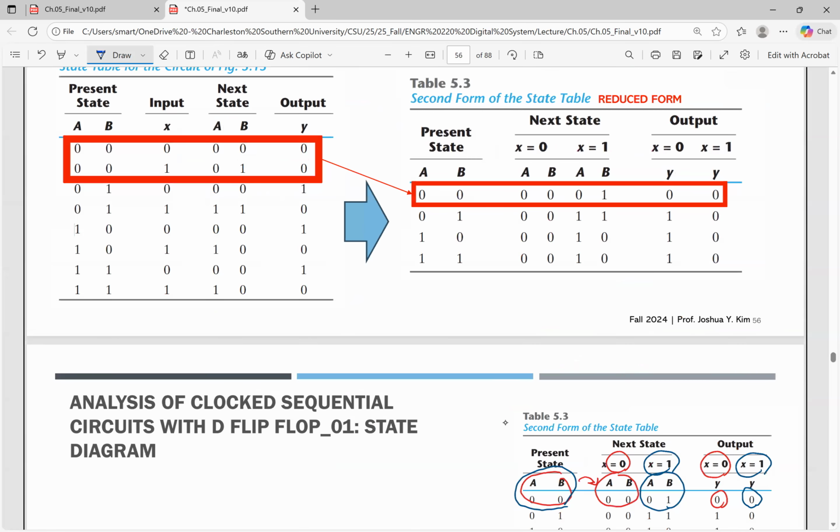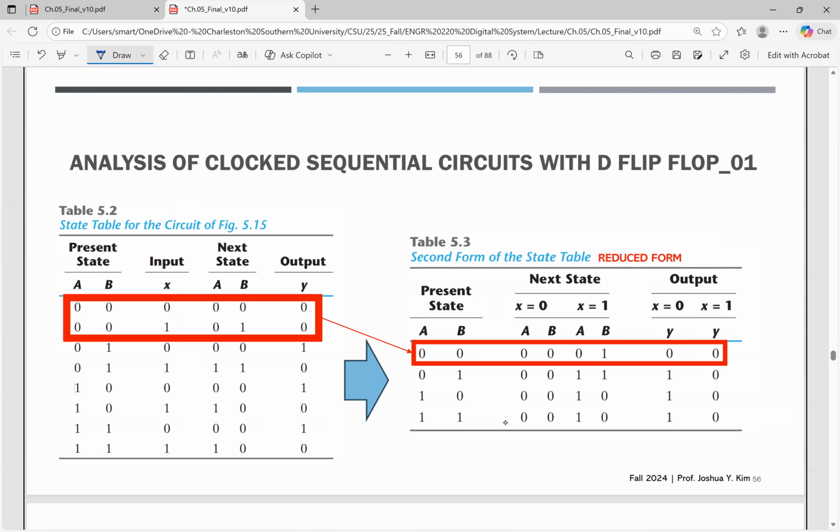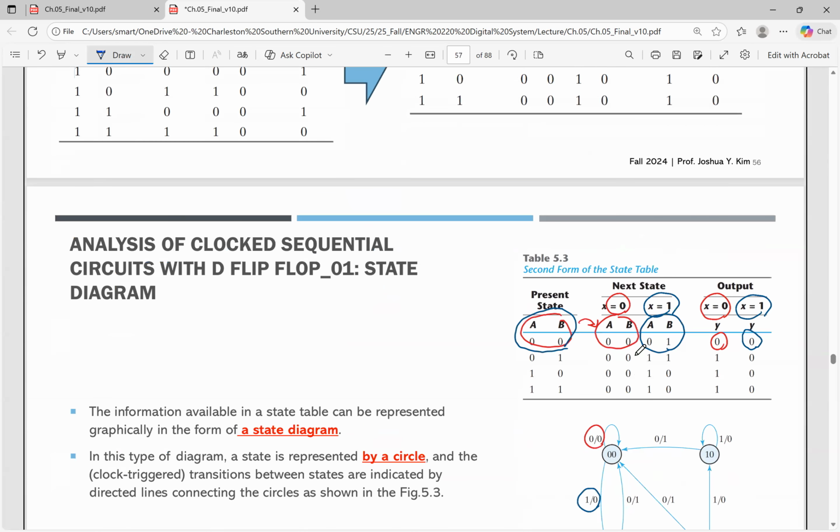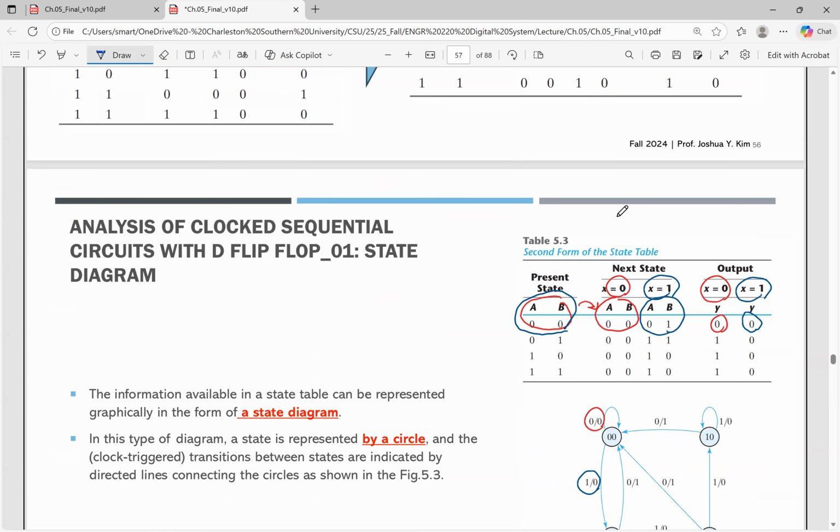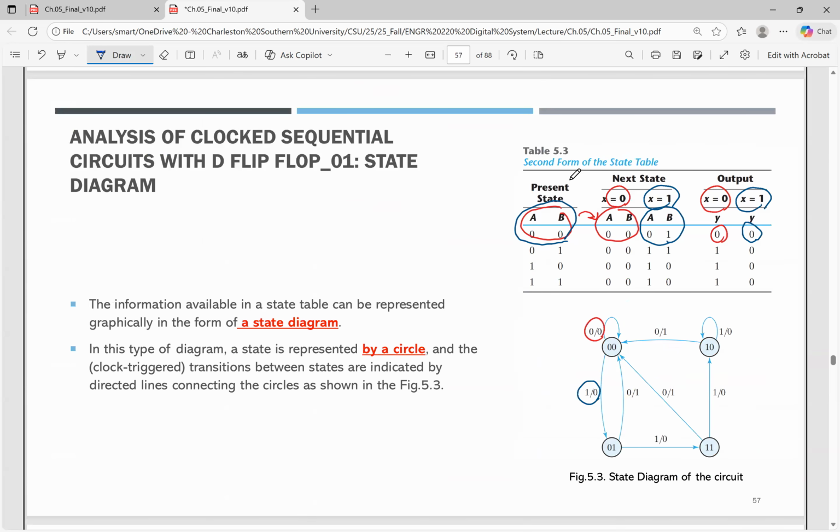Now, from here, we can also reduce to the present state, next state, x equal to 0 and x equal to 1, and also we can find the y value. For example, x is 0, y is 0; x is 1, y is equal to 0. Sometimes that is called the reduced form. So after we make the second form or reduced form, we can draw the diagram.